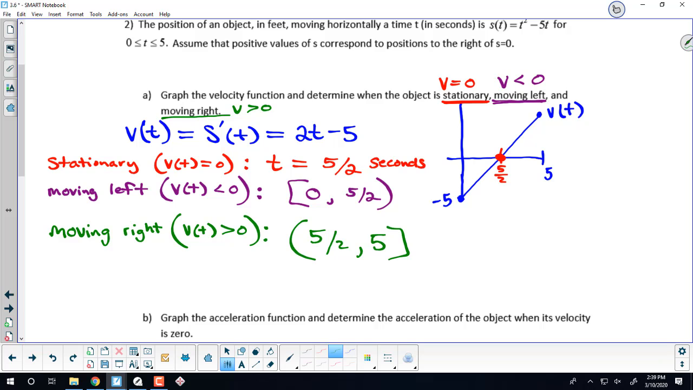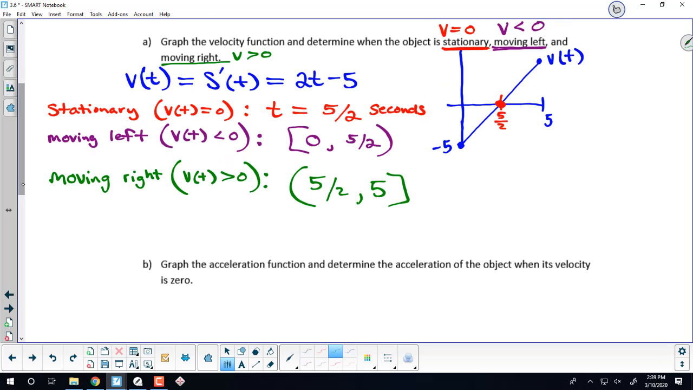Part C says graph the acceleration function and determine the acceleration of the object when the velocity is 0. So how do we find A of t then? How do we find the acceleration function? Take the derivative of the velocity function. So the derivative of our 2t minus 5 is just 2.